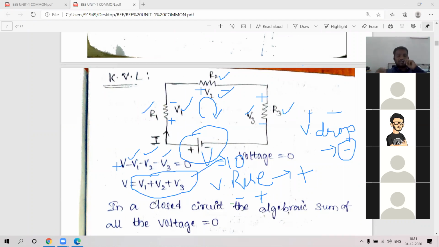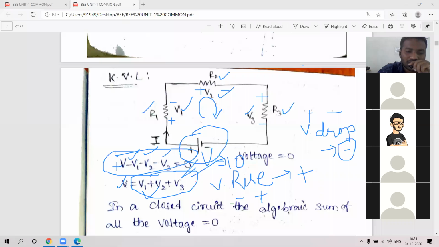That means we can also state it in another way. Previously, what is the statement we have mentioned? In a closed circuit, the algebraic sum of all voltages is 0. That means the algebraic sum of all voltages is equal to 0. Now, what can I say? Here I have written voltage rise, and here I have written voltage drops.